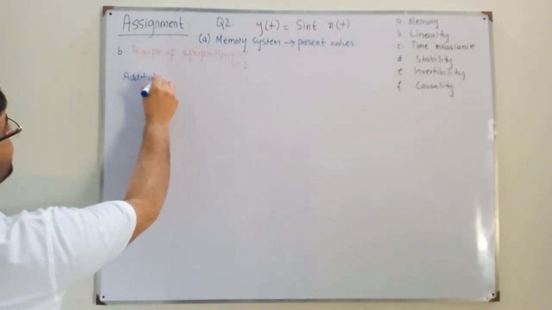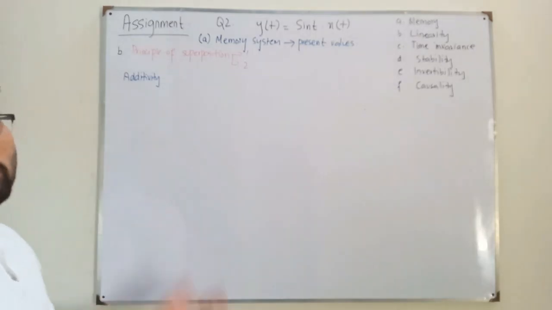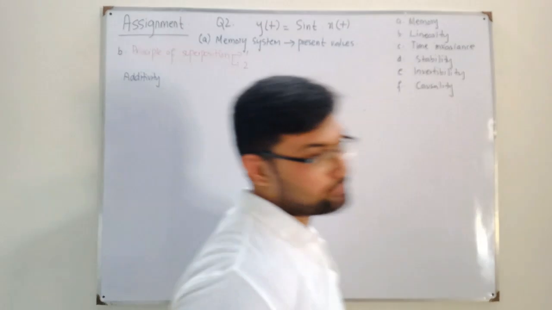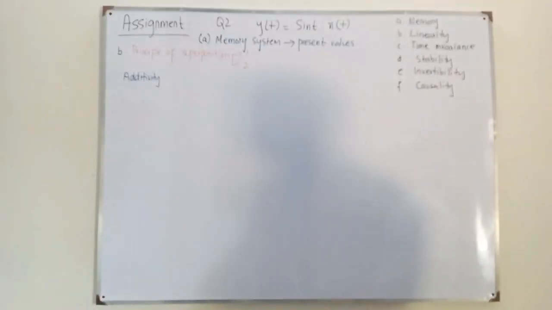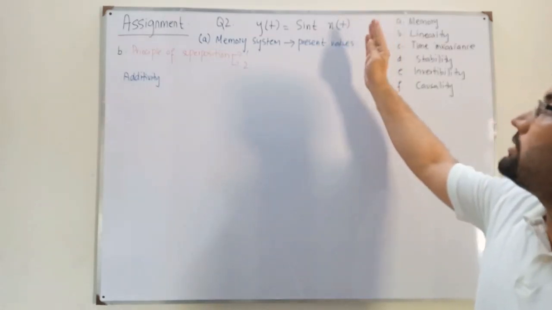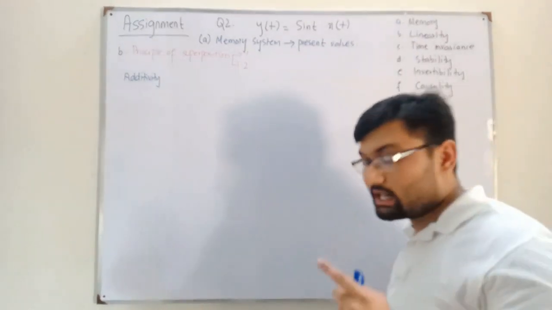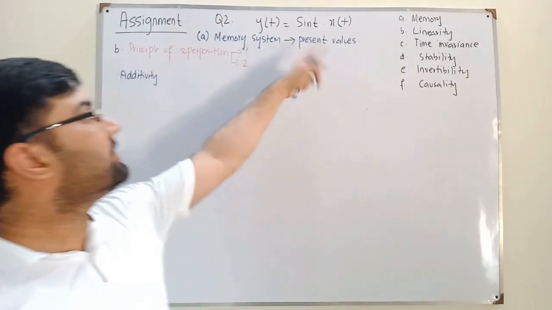What do you have in additivity? If you sum the outputs and if you sum the inputs first, those will be the same. You need to know about the system behavior in detail. The behavior of this system is that if you give it any input x of t, it will multiply sine of t with it. Sine of t has nothing to do with the input. It is just the coefficient of this particular input.